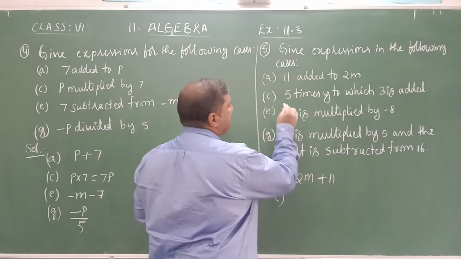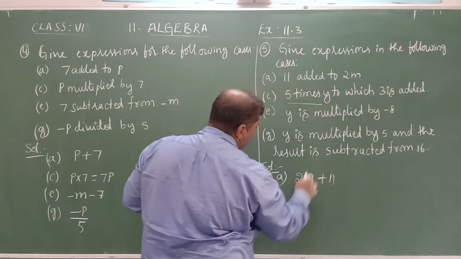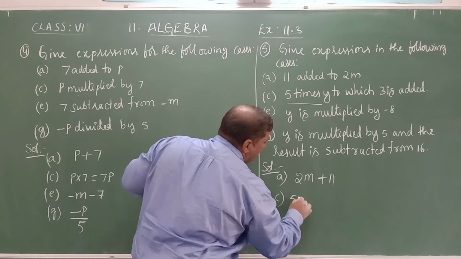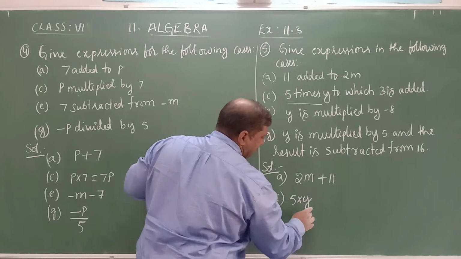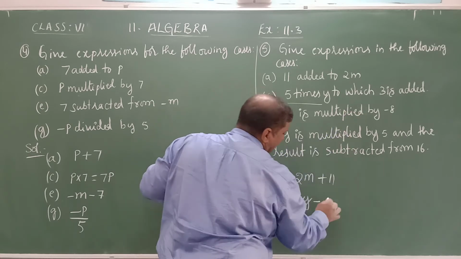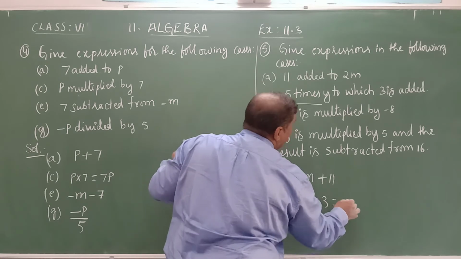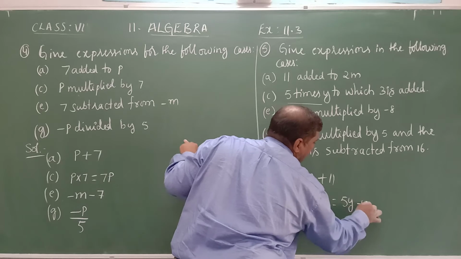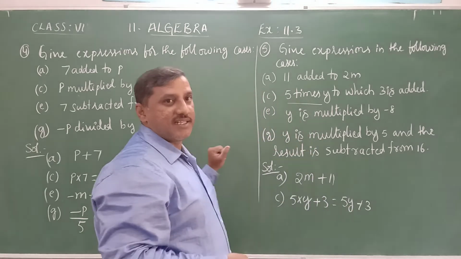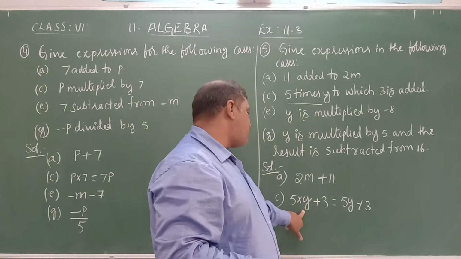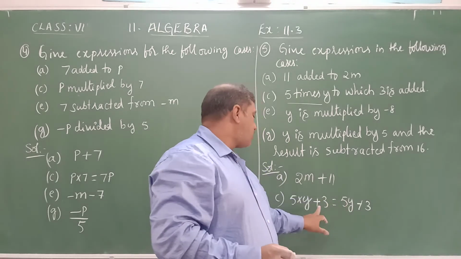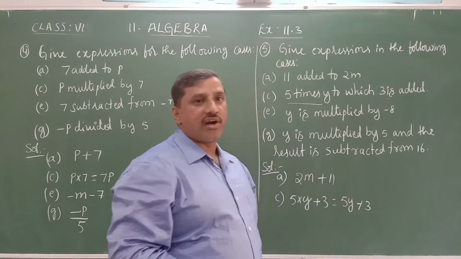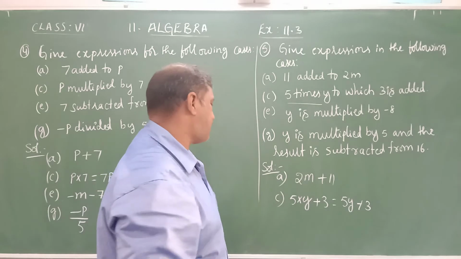So first you express 5 times y. 5 times y means it is 5 into y. To this what is added? 3 is added. 5 into y is 5y plus 3. That is 5 times of y, it is 5y. To that 3 is added, therefore it is 5y plus 3.